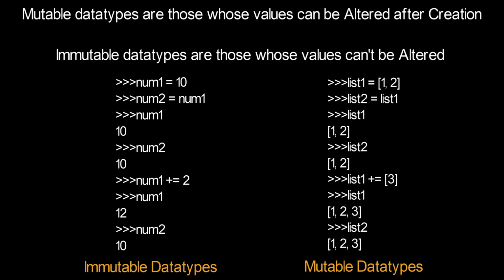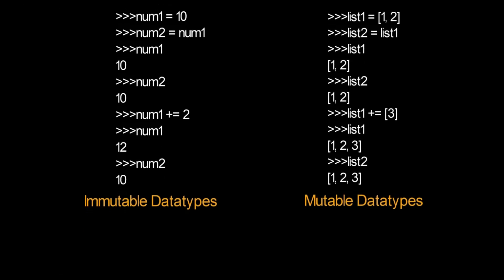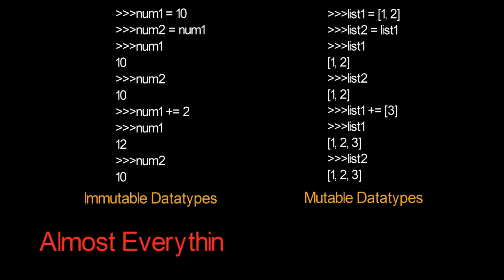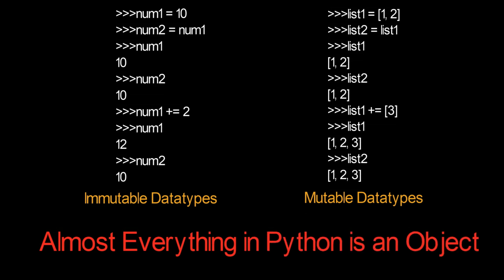We can also use a function called id to get a unique integer value for every object and compare it for different values of the variables. Remember that almost everything in Python is an object. Objects are nothing but instances of classes, which we'll discuss later in the series.